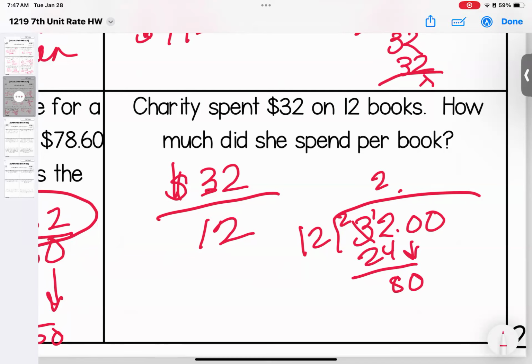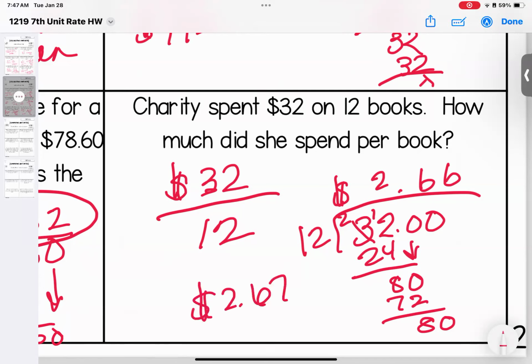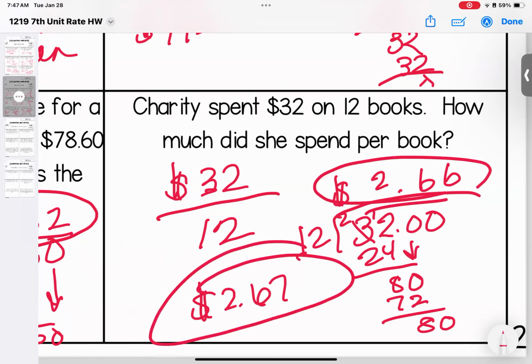12 times 6 is going to be 72, which is 8. Bring down our zero. We're in a loop. We're going to call it $2.66. If, because it was a repeating decimal, you rounded up to $2.67, that is totally fine. Either one I'd be good with.